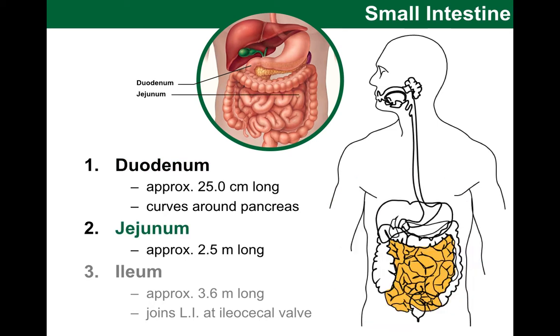Next, the second part of the small intestine is the jejunum. This is 2.5 meters long, so that would be about 8 feet, I think. It actually runs attached posteriorly by the mesentery. And the last part is, of course, the ileum.